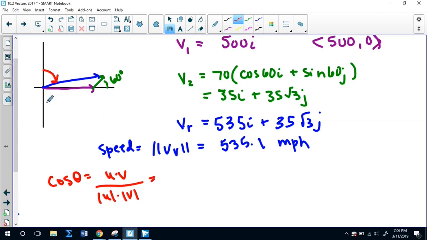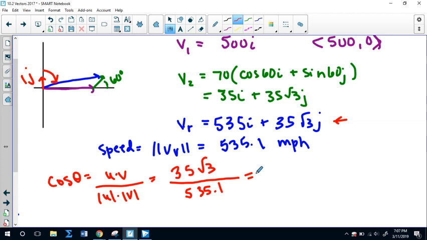But the two vectors I'm going to use are going to be the blue vector, which is the resultant vector, and then this vector in the j direction here, right here, 1j. All right, so when I do the dot product of the resultant vector and the 1j vector, I get 35 root 3. And then in the denominator, it's going to be the magnitude of the resultant vector multiplied by the magnitude of the j vector. Well, that's just going to be 1. And then the magnitude we found was 535.1.